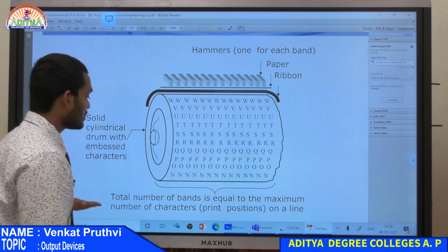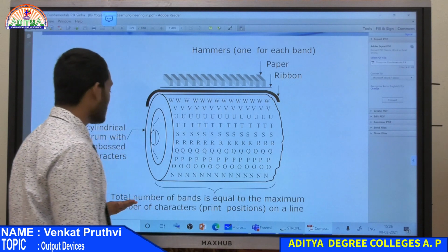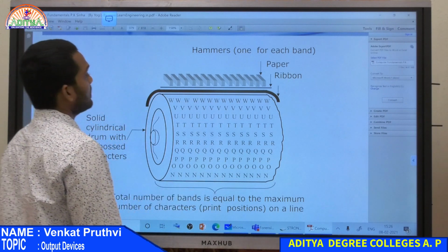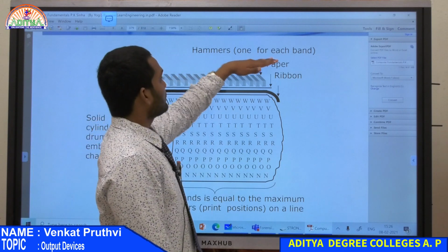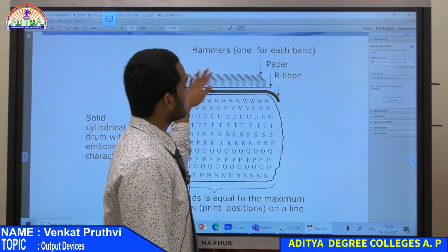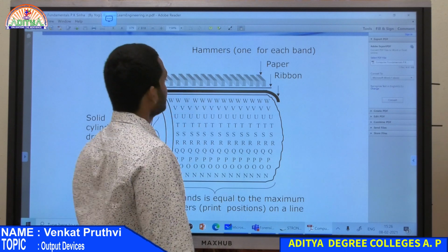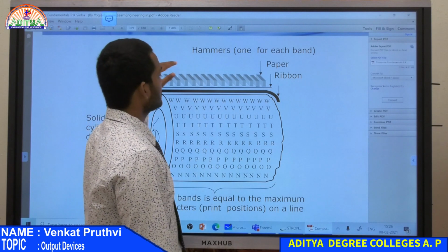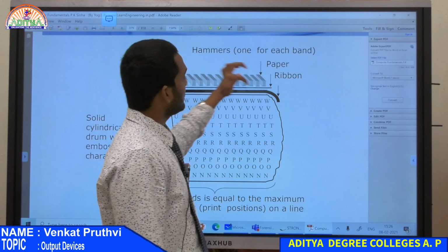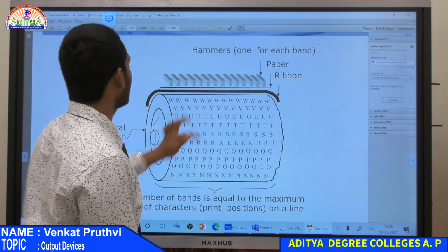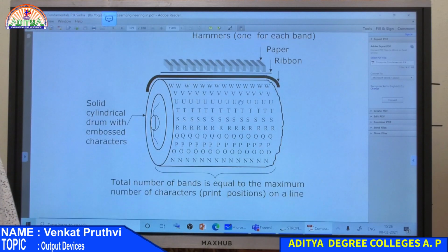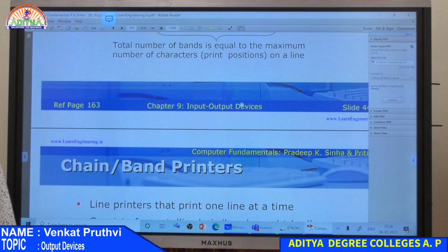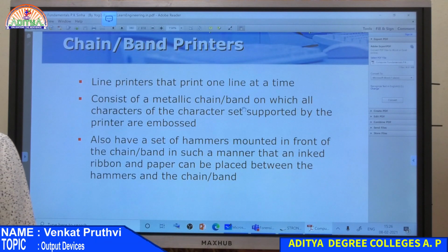This is the thing. Total number of bands is equal to the maximum number of character print positions on a line. Okay, so hammers, one for each band, and this is the paper that we have, and this is the ribbon that we have on this drum printer. Okay, then we have chain band printers.